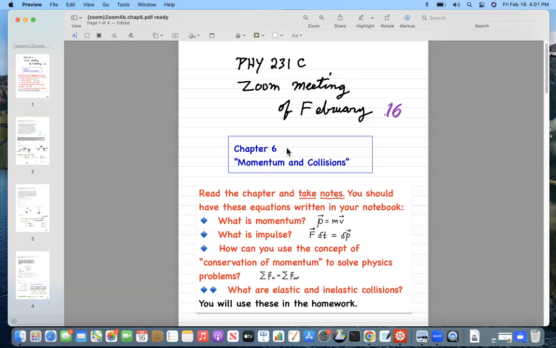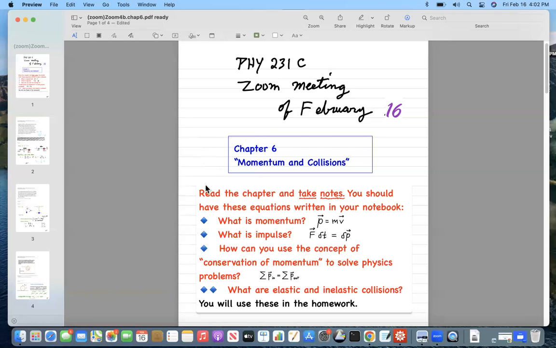Now, in chapter 6, we introduce another concept called momentum. It's used in describing collisions and other ways. It has another conservation law. Like energy has the conservation of energy, very important conservation law, and momentum has conservation of momentum. And that'll be important in describing collisions and other things.